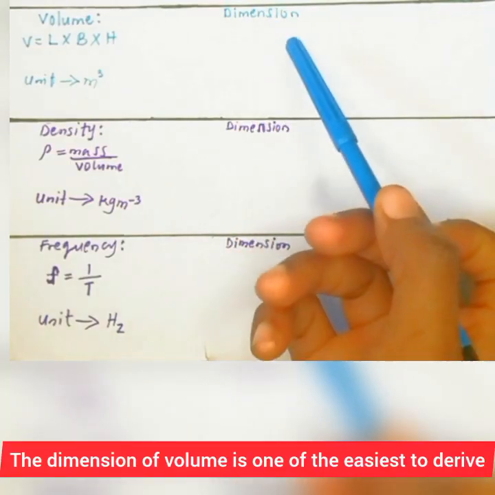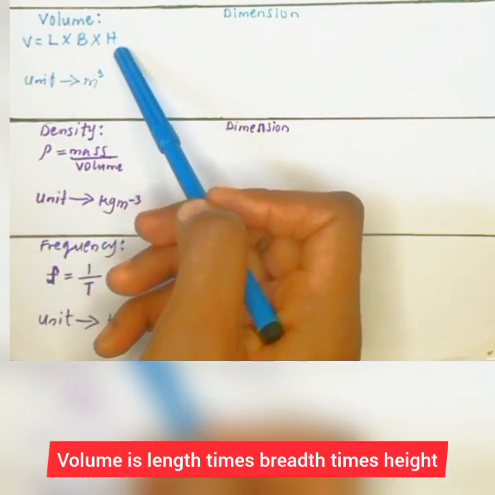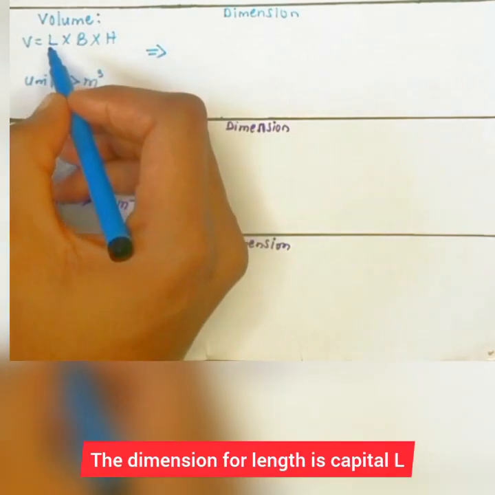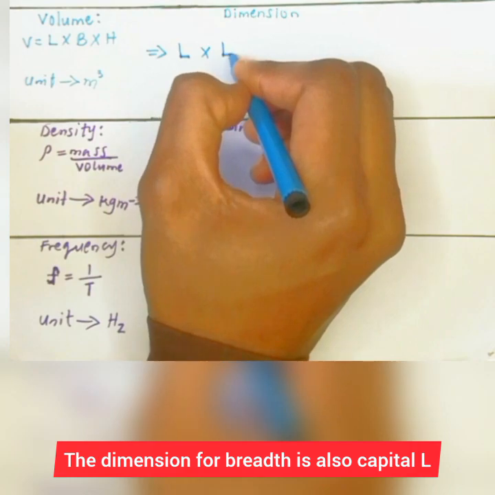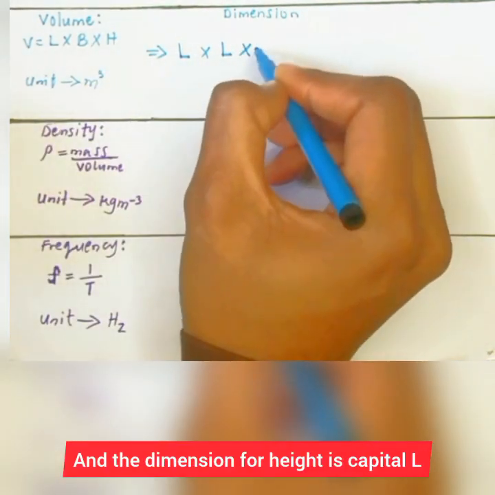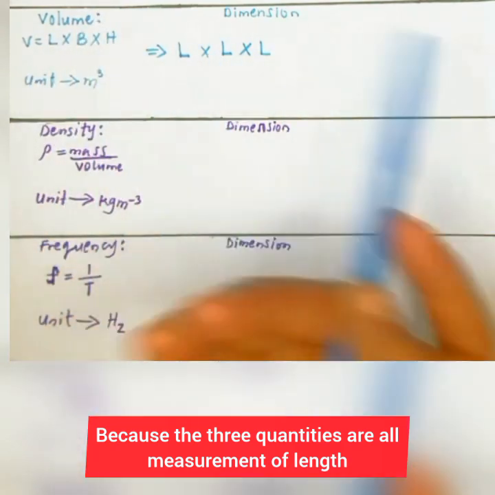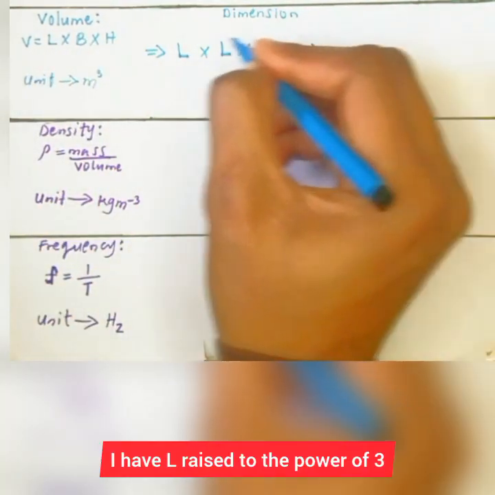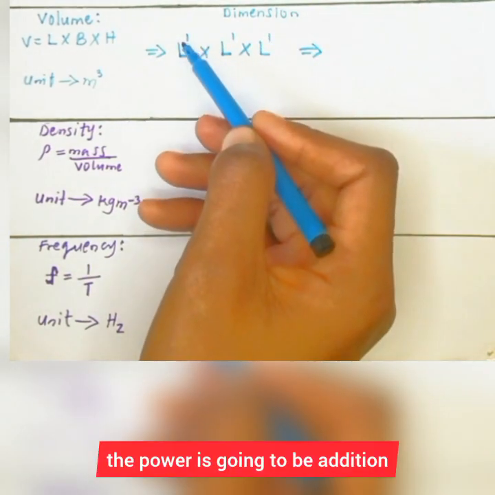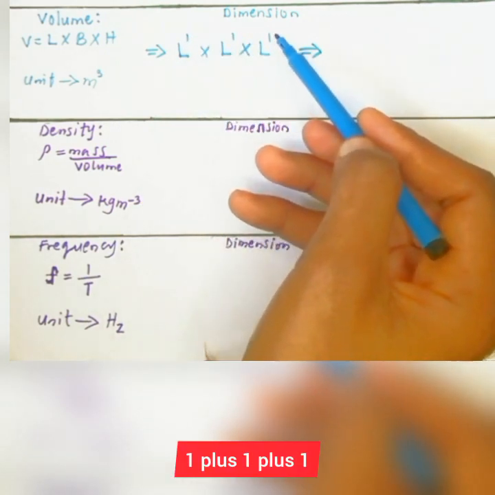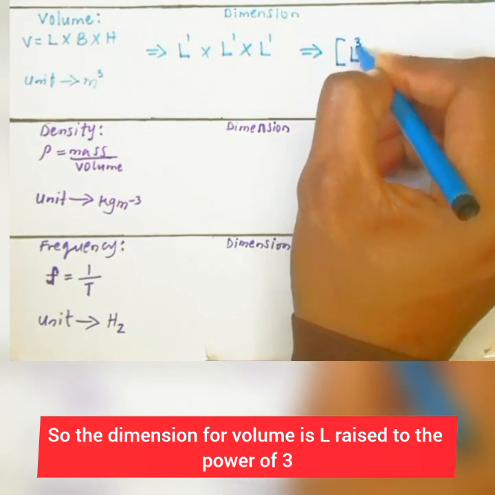The dimension of volume is one of the easiest to derive. Volume is length times breadth times height. The dimension for length is capital L. The dimension for breadth is also capital L, and the dimension for height is capital L. Why? Because the three quantities are all measurements of length. I have L raised to the power of 3. This is 1, 1, 1. Multiplying those three quantities, the power is going to be addition: 1 plus 1 plus 1. That is L raised to the power of 3. So the dimension for volume is L raised to the power of 3.